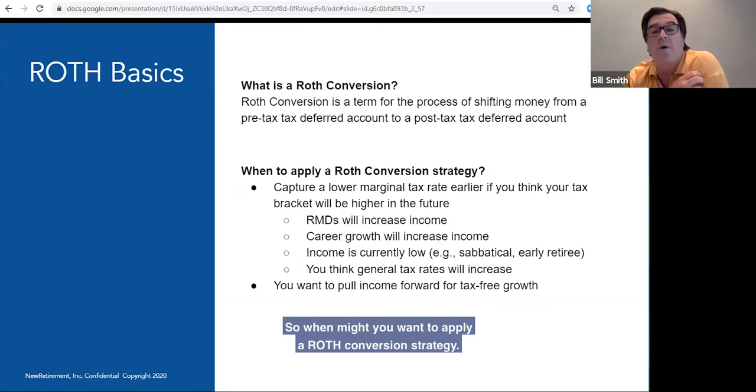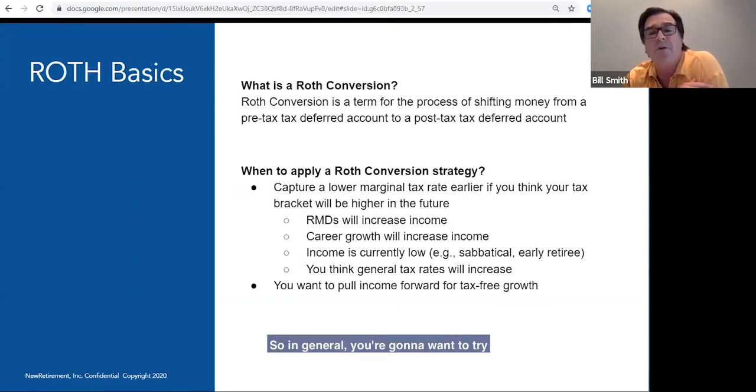So when might you want to apply a Roth conversion strategy? In general, you're going to want to try to capture a lower marginal tax rate earlier if you think your tax bracket will be higher in the future.